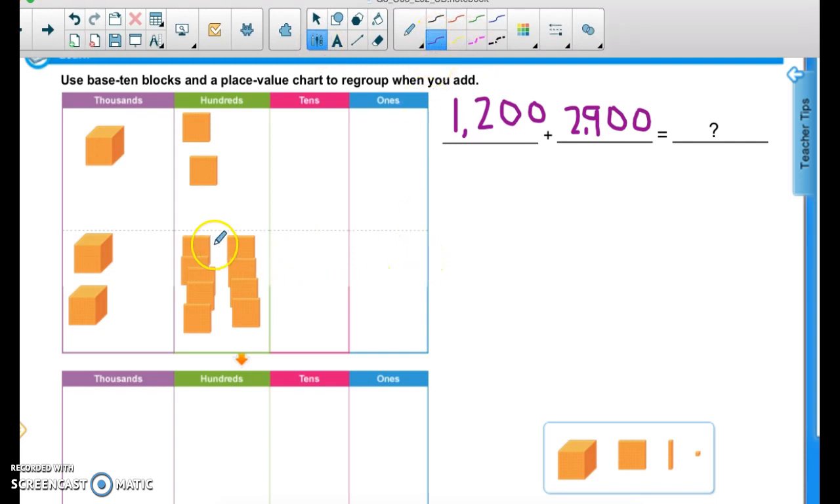Well, we need 10, so we have 9 and one more makes 10. So if we take a look at this, this is going to be 1,000, and we're going to move that over to the thousands place.